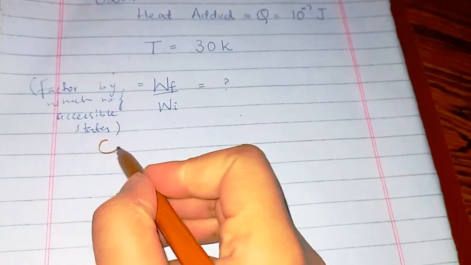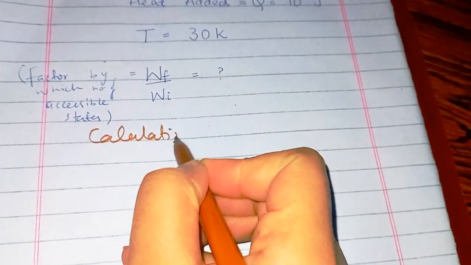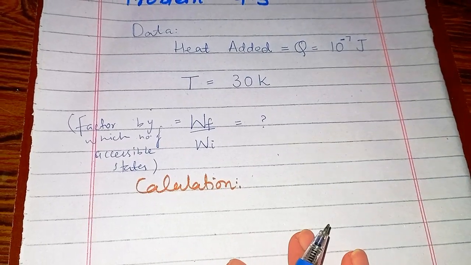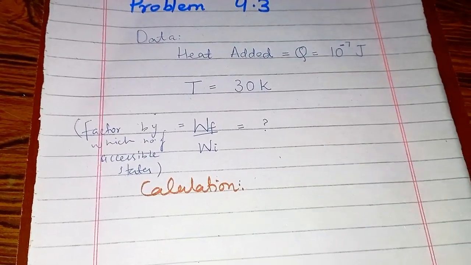Now let's do the calculation part. You need to use a black or a blue marker. I'm using brown because it matches with my desk.